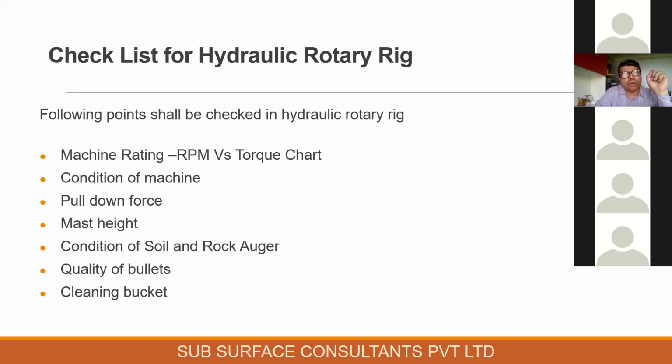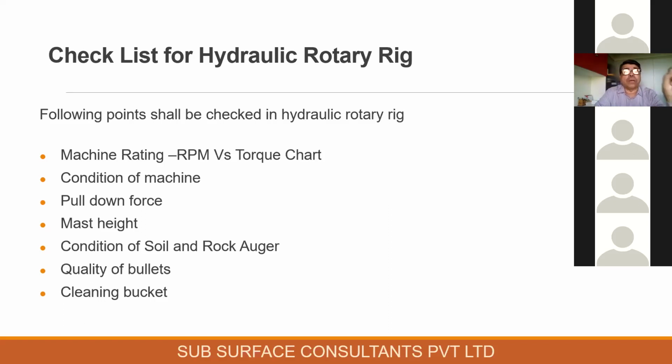Then what is the kind of pull down force it applies? What I mean here is that I got a pretty hard rock. Let us say the crushing strength is more than 30 MPa and my pull down force is less than 10 to 12 tons. Then probably this machine will not be able to cut through the rock. Checking on the mast side is also very important.